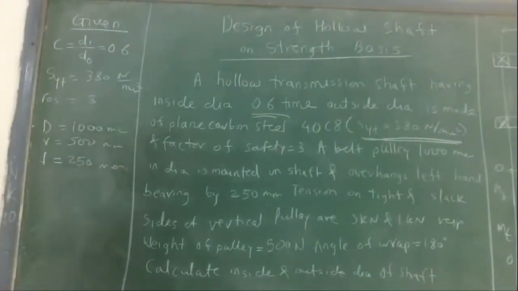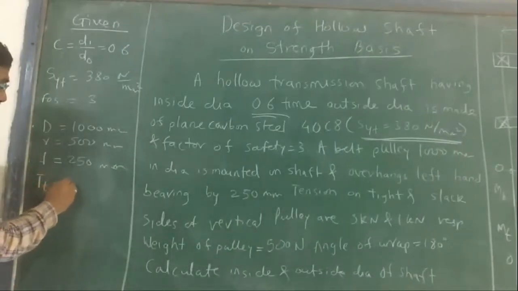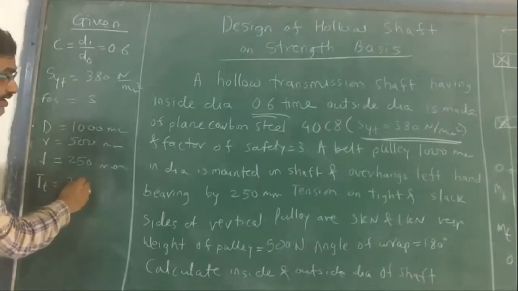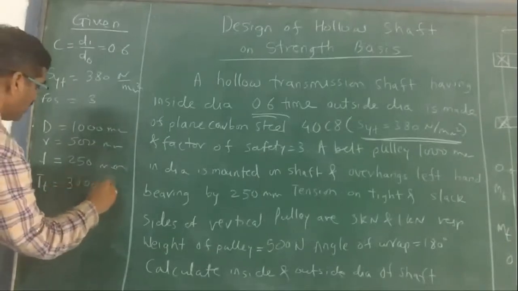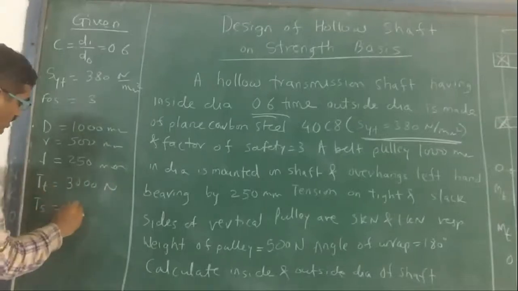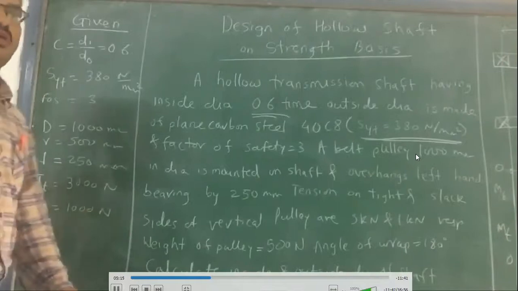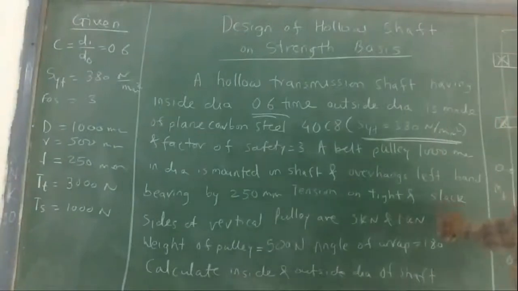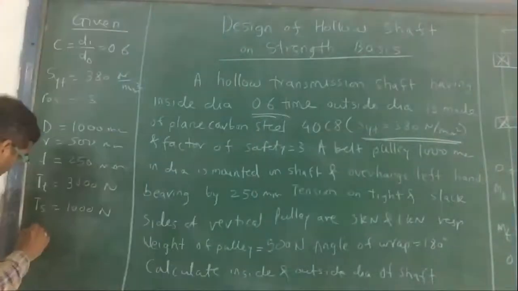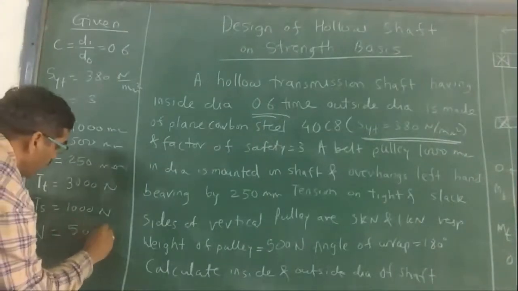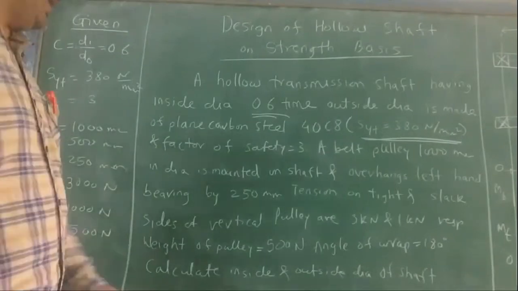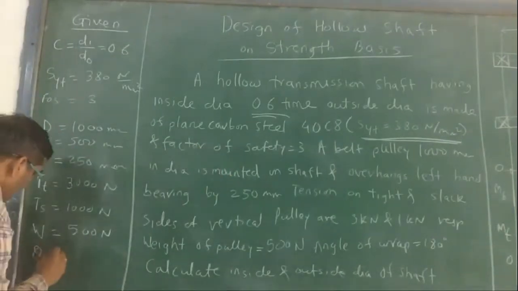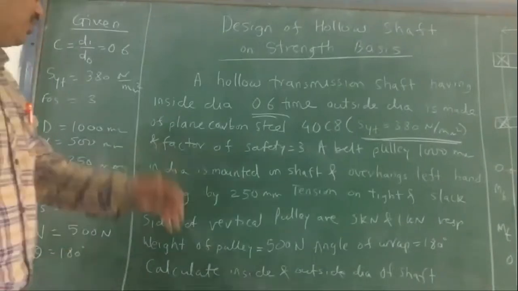Tensions on the tight and slack sides of the pulley are 3 kN and 1 kN. So the tension on the tight side, T1, is 3 kN, so 3000 Newton, and the tension on the slack side is 1000 Newton. So we now know the tensions on both sides. We will use these tensions to calculate torque. The weight of the pulley is given as W, 500 Newton. The angle of gravity is 180 degrees, so theta is 180 degrees, and we don't need to worry about that.